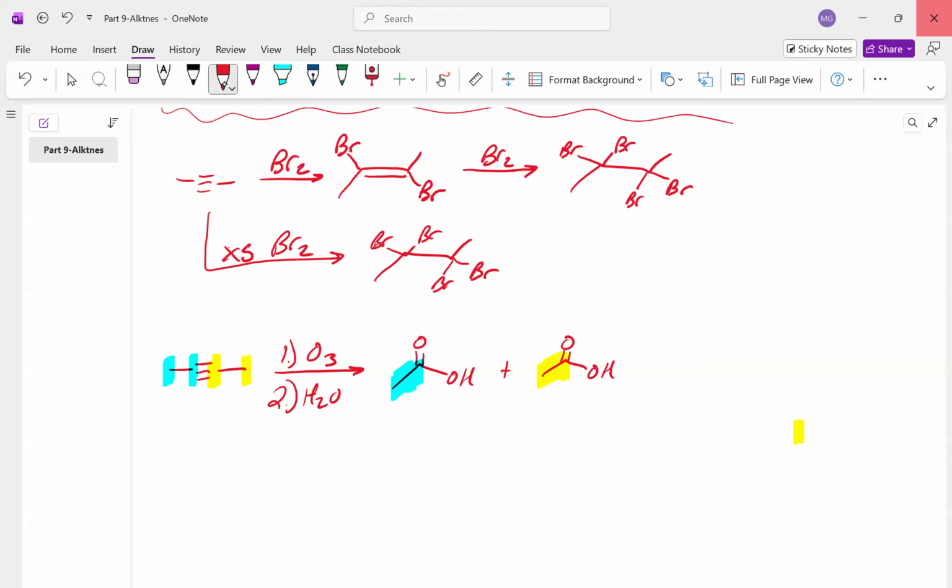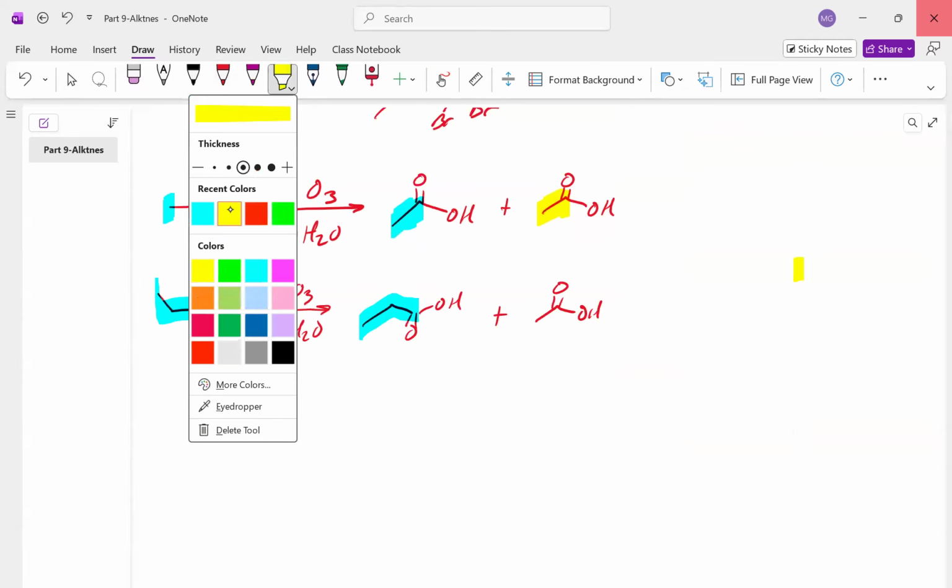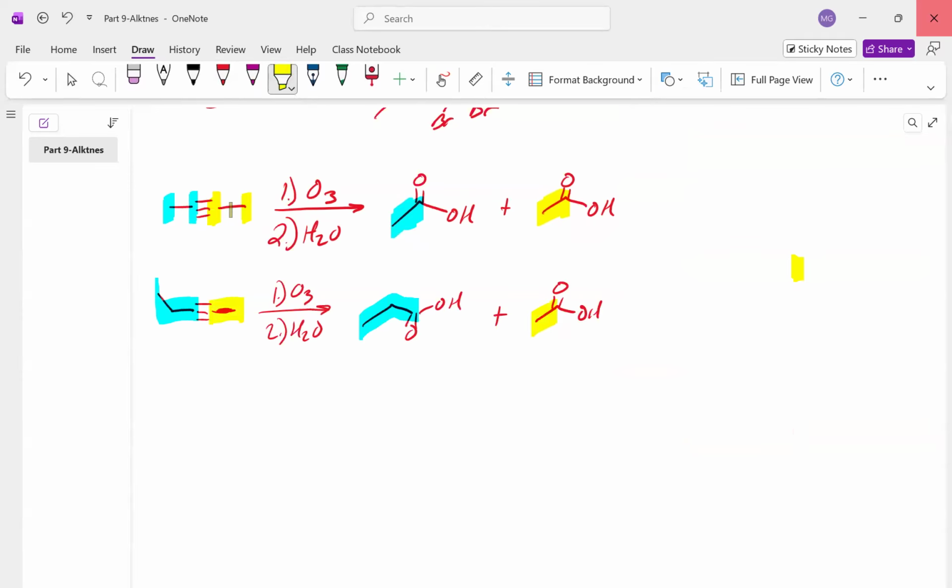Because if it wasn't symmetrical, let's say, for example, we did this, then we would have this 3-carbon carboxylic acid from these 3 carbons, and we would have this 2-carbon carboxylic acid from these 2 carbons.